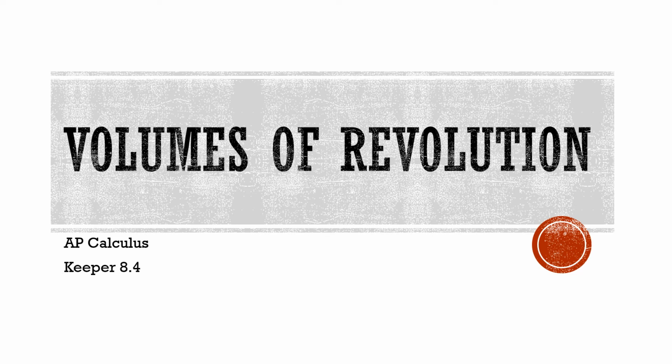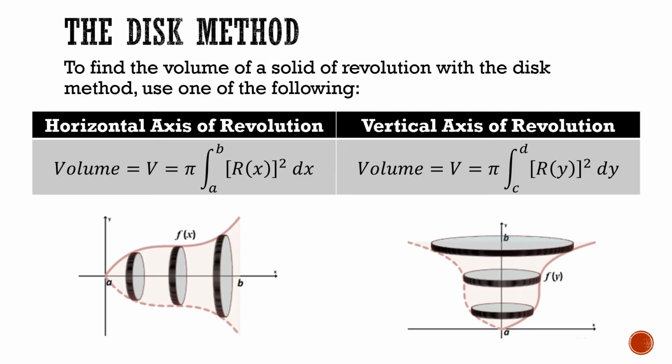Today we have Keeper 8.4, Volumes of Revolution. All right, so just like with our cross sections, we have two situations. Our two situations really take into account what axis you're revolving around.